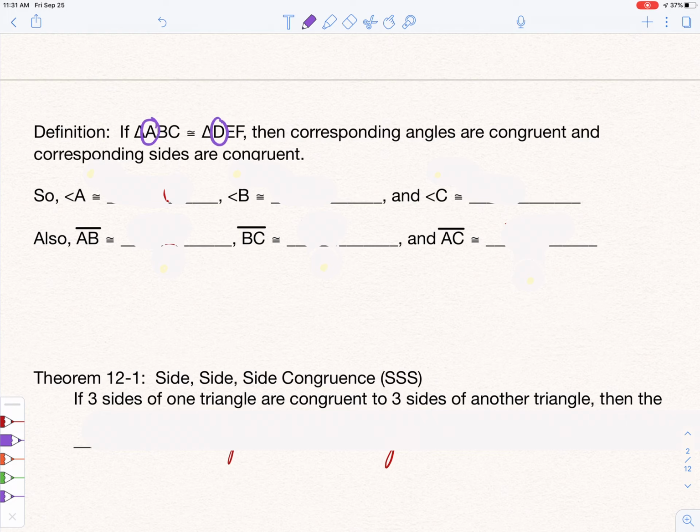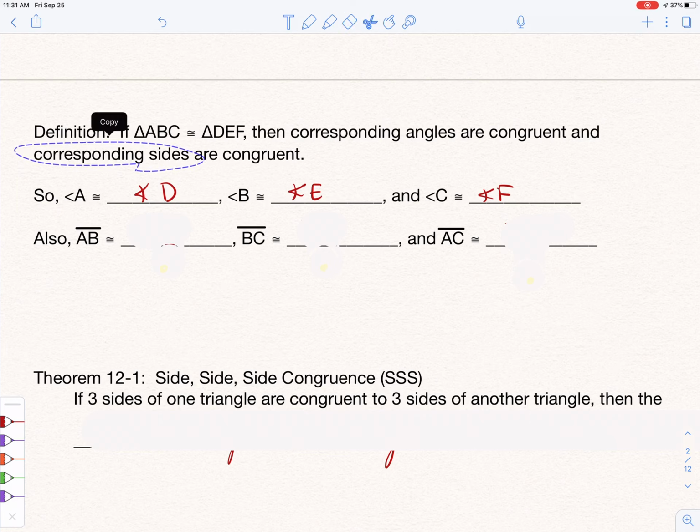So let's continue reading. It says if two triangles are congruent, then the corresponding angles must be congruent. So let's take a look. The first line here says that angle A is congruent to, well, what point corresponded to A? That's going to be point D. So angle A is congruent to angle D. In the same way, angle B is going to be congruent to angle E. Angle C is going to be congruent to angle F. But not only are my corresponding angles congruent, I'm also told that my corresponding sides are congruent to each other.